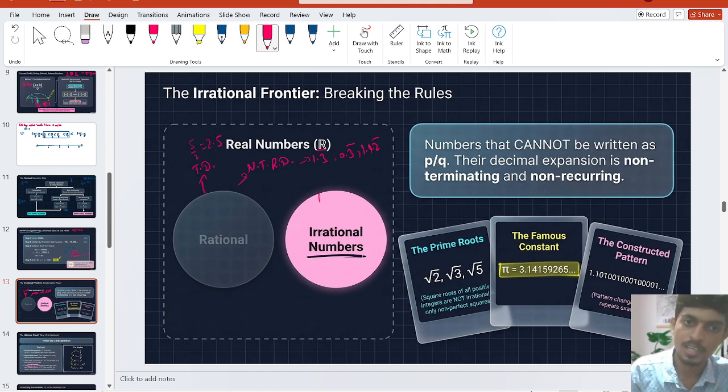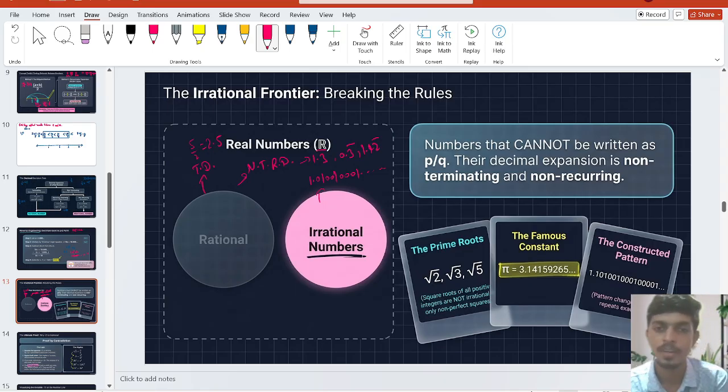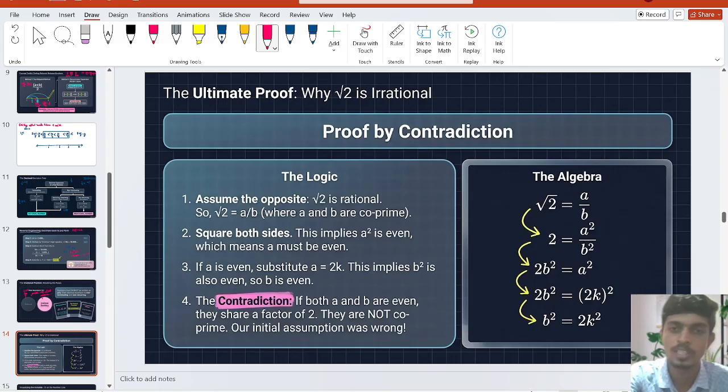But an irrational number looks like 1.01001000100001 and so on. It cannot be written in the format of bar, so this is not a rational number. Okay, I hope it is clear too. It is non-terminating and non-recurring, meaning non-repeating. Since it is non-repeating, we cannot use the bar format. Okay, so we proceed next.